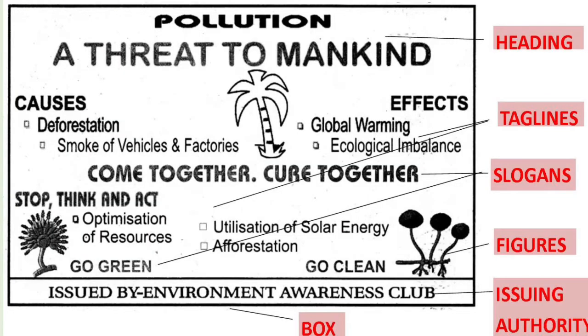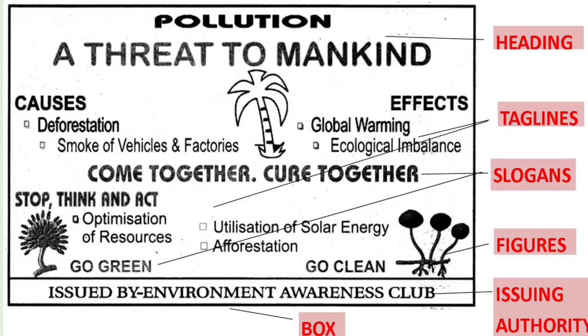1 mark is for format. So what is this format? I'll demonstrate it with the help of an example. We have a poster here about pollution. Pollution, a threat to mankind. So that is the heading of this poster. So heading is very important in a poster. The heading, the issued by, and the box, these 3 items carry 1 mark. That is the mark for format.